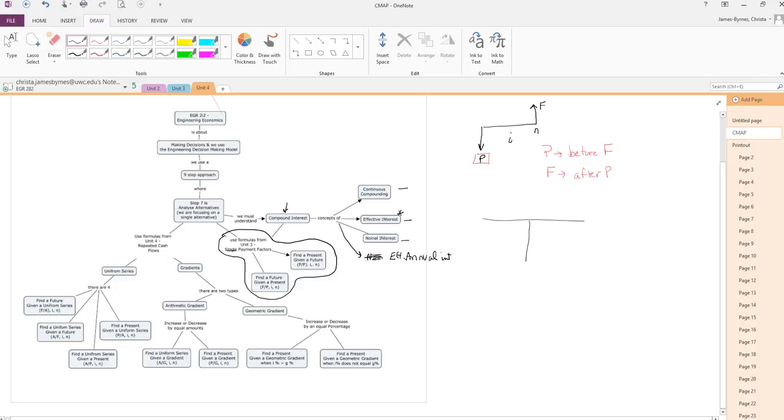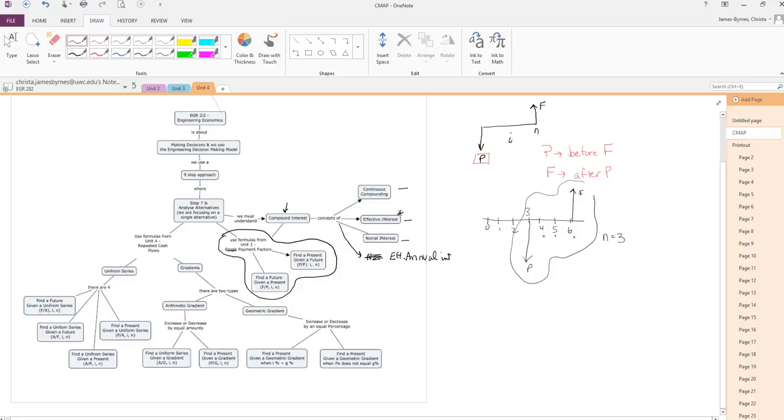Do a time line. We'll do a time 0, 1, 2, 3, 4, 5, 6. In this situation, this value at year 3 is a present compared to year 6. It happens before. In this situation, what would N be? N would equal 1 period, 2 period, 3 periods. 3 periods.